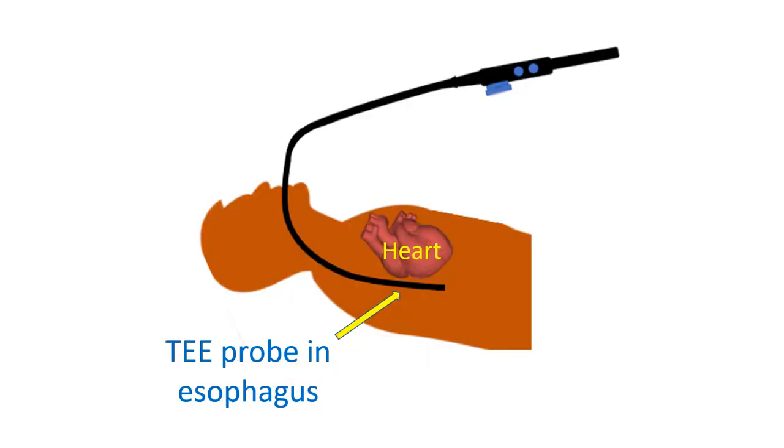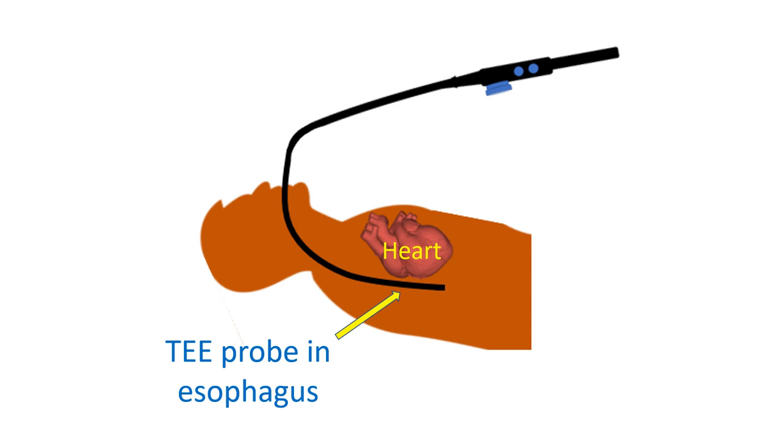In TEE, as the probe is in the esophagus, there is no interference by the overlapping of lungs. The esophagus is just behind the heart, so the distance which the ultrasound beam has to travel to reach the heart is also small. For both these reasons, the images obtained by TEE are of much superior quality compared to external imaging.